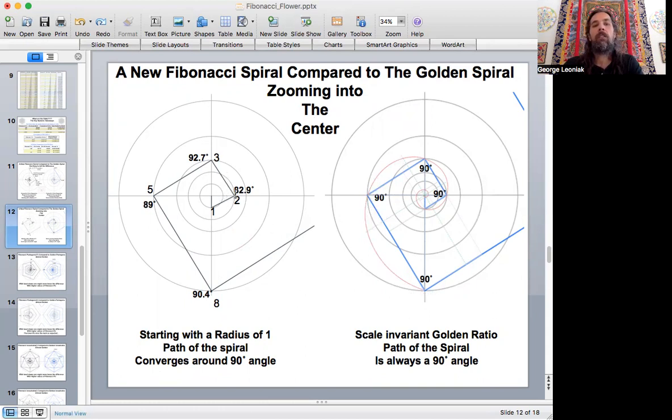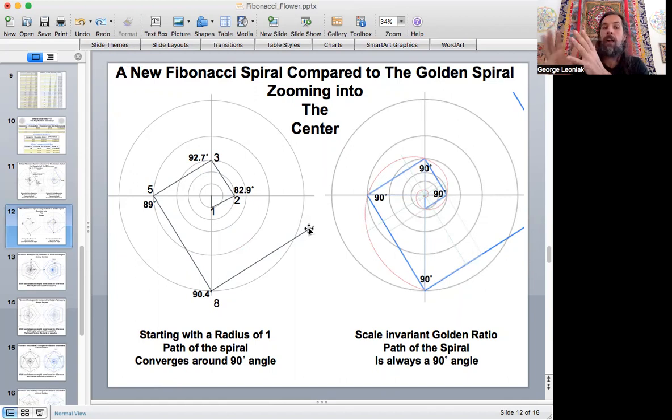What's happening here is that those are not going to be 90 degrees. In fact, they'll probably never be 90 degrees. They won't be 90 degrees because they're always going to converge somewhere around 90 degrees, because it's not a pure golden spiral like the one on the right with golden ratio concentric circles. It's furthest away, of course, at the beginning, because we're dealing with 1, 2, 3, 5, 8, and then 13. But you can see 82.9 in the angle here, 92.7, 89, 90.4, and so on and so forth.